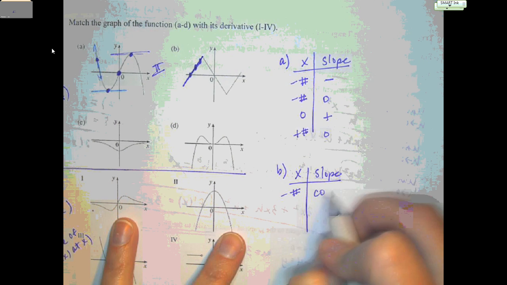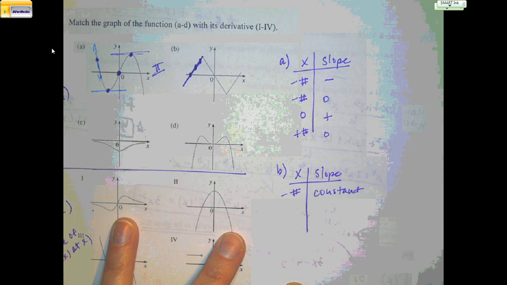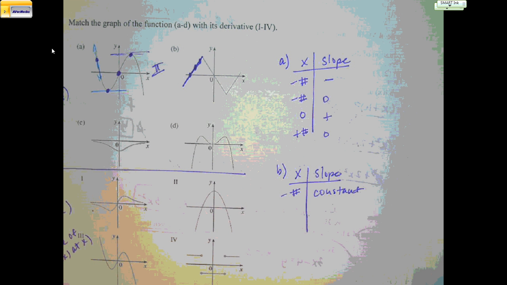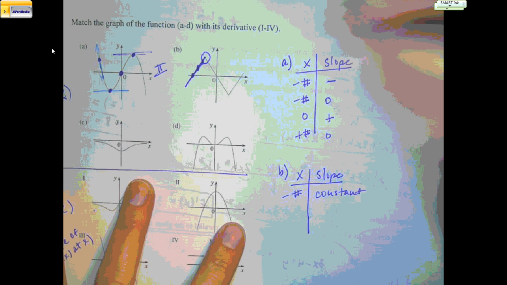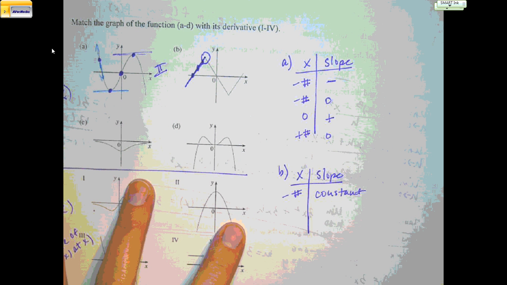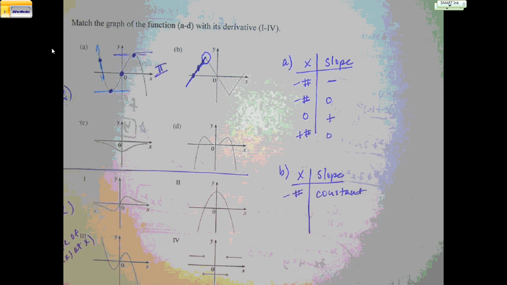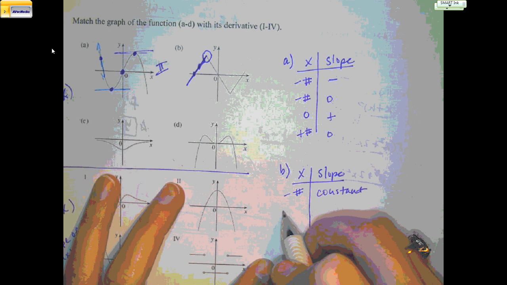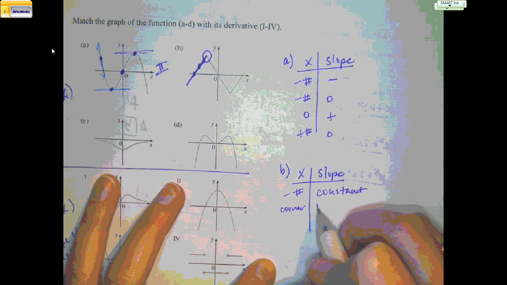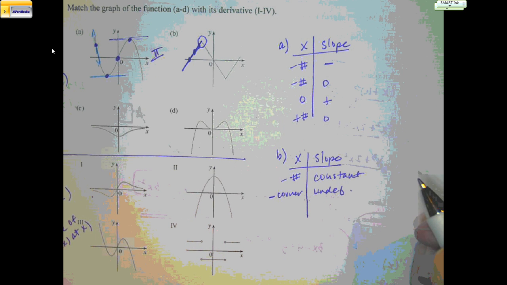It's positive, and what else? Is this slope the same as that slope, and that slope? So on the negatives, for a while, the slope is constant. And then what did we talk about yesterday happens at sharp corners? It has no derivative, which means the graph is probably going to be undefined at that place. So at the corner, on the negative side, there's something that's undefined on the graph.